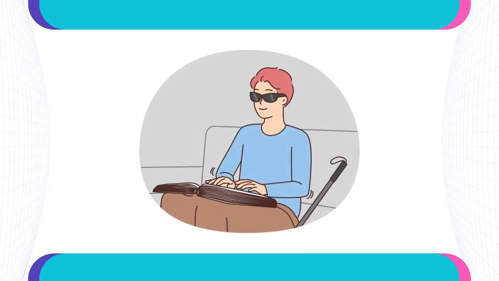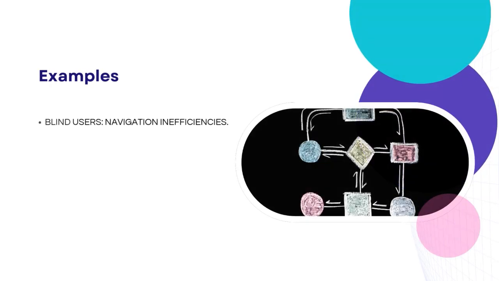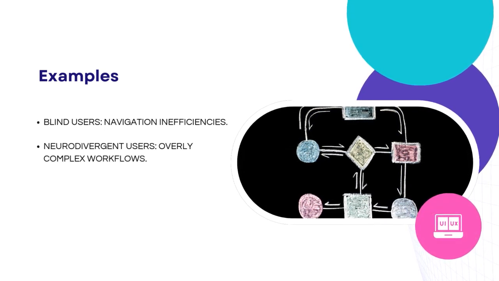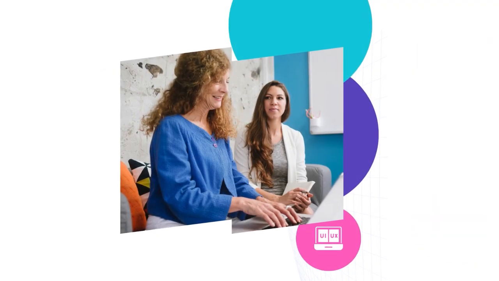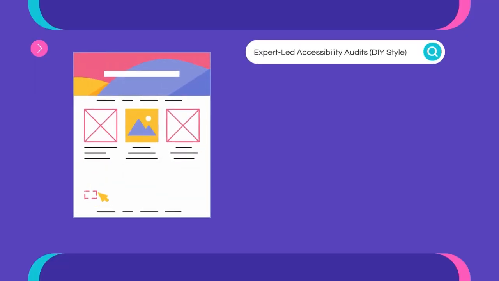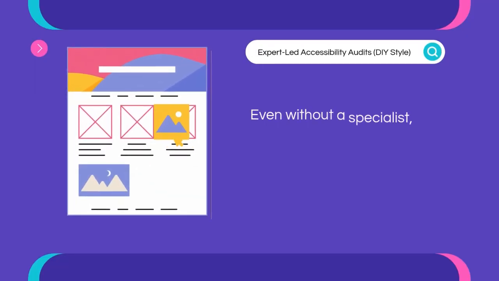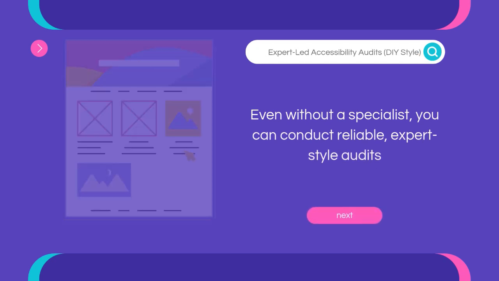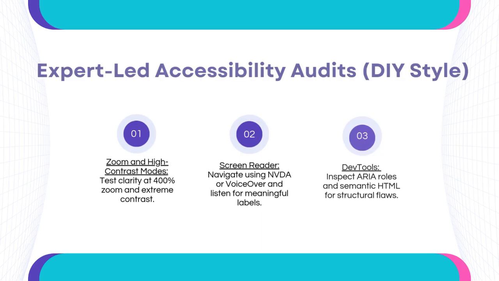Manual testing at this level requires empathy and understanding of how assistive technology interprets design. Train yourself to think beyond visuals. So, how will a blind or motor impaired user interact with the product? Now let's talk about how to conduct expert level accessibility audits even if you don't have a specialist on your team. By following a systematic approach, you can achieve reliable and actionable results.